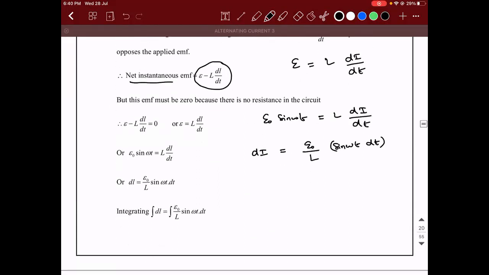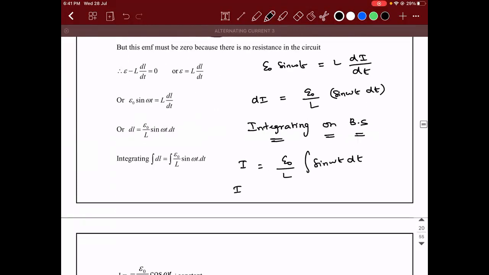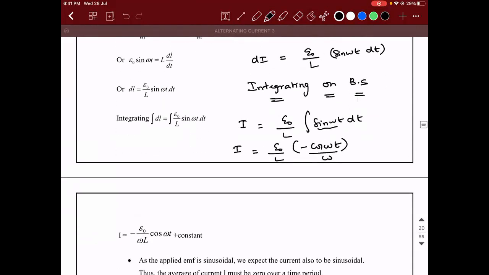Now what we are going to do is integrate on both sides. When you integrate on both sides, you get I is equal to E naught divided by L into the integral of sine omega t dt. What is the integral of sine omega t? It is minus cos omega t divided by omega. So when you take that into consideration, I will be equal to E naught divided by omega L.